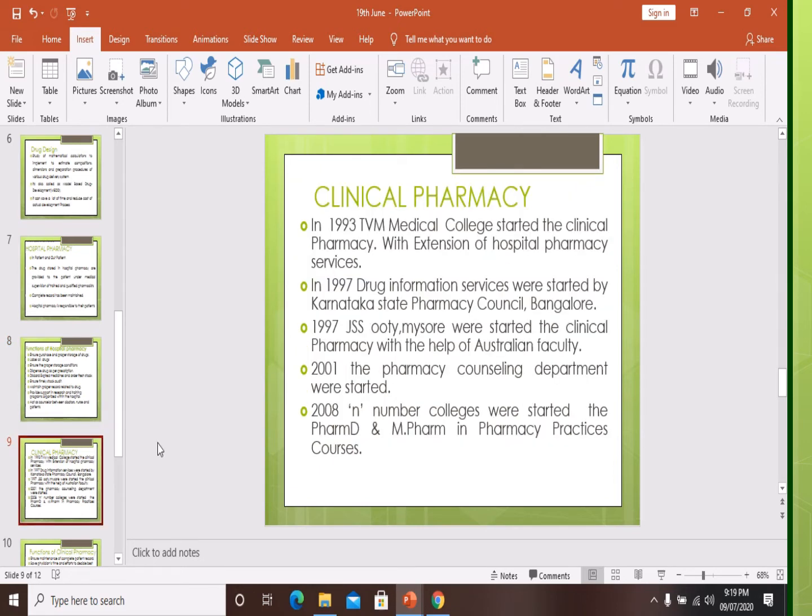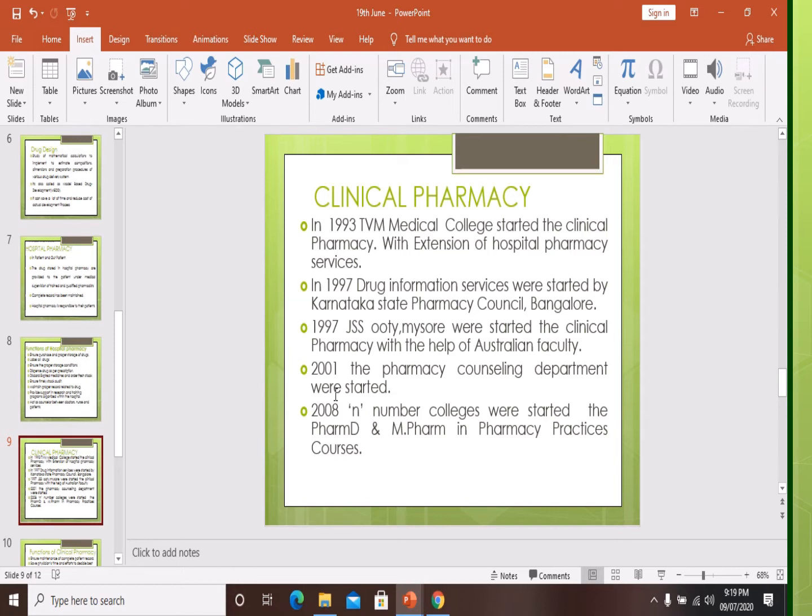Next we will move to clinical pharmacy. This is the history of clinical pharmacy. I searched Google and got this information. In 1993 TVM Medical College started clinical pharmacy with the extension of hospital pharmacy services. In 1997 Drug Information Services was started by the Karnataka State Pharmacy Council Bangalore, and in 1997 JSS Ooty Mysore started clinical pharmacy with the help of Australian faculty. In 2001 the Pharmacy Council Department was started, and in 2008 a number of colleges started the PharmD and MPharm in pharmacy practice courses.